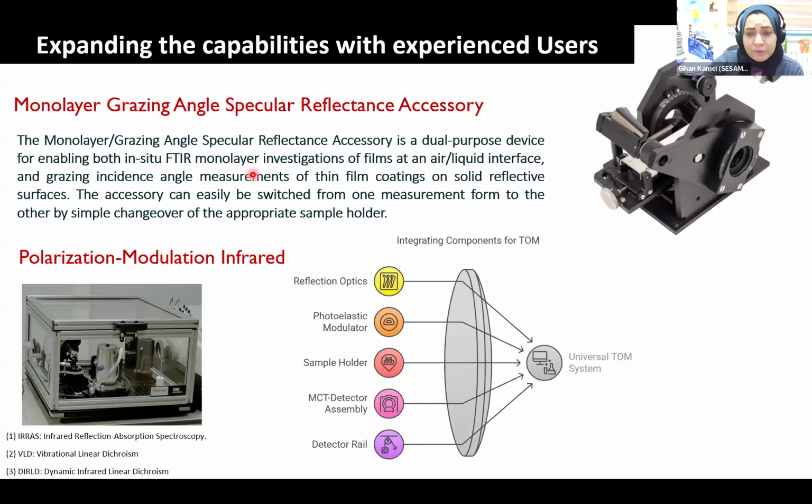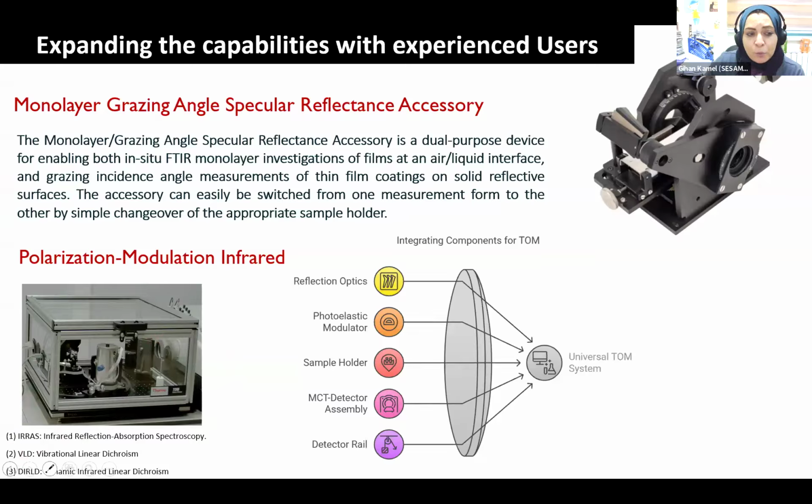So this is a kind of accessory that we connect to the spectrometer and we do the proper measurement. Another capability of polarization modulation infrared is that with just a single box like this one, we can build different optical systems that can be used for different experiments.